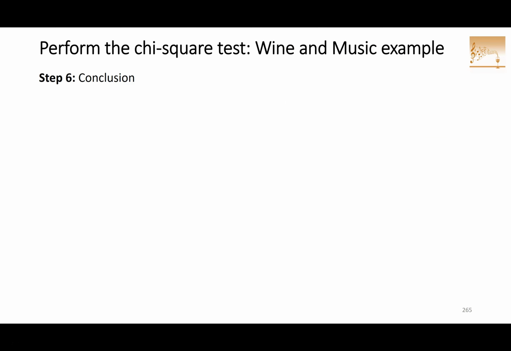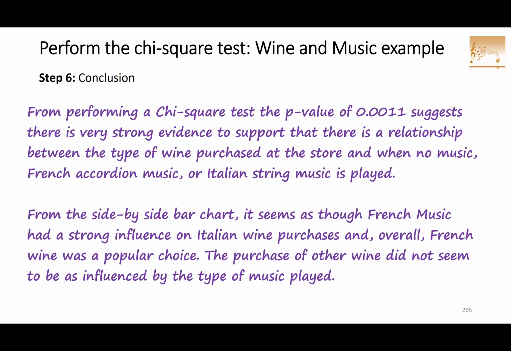So our conclusion, we already gave that two-part conclusion, but this is where you tie together what you notice in the conditional distributions and the side-by-side bar plot. So we have very strong evidence there's a relationship between the type of wine purchased at the store and the type of music being played or not being played. From our side-by-side bar chart, it looks like French music had a strong influence on Italian wine purchases, and overall French was pretty popular. So we're just combining the two write-ups. But the purchase of other wine didn't seem to be as strongly influenced by type of music being played. And I'm going to assume that's local, but there's tons of wine that aren't local to the U.S. So what do I know?